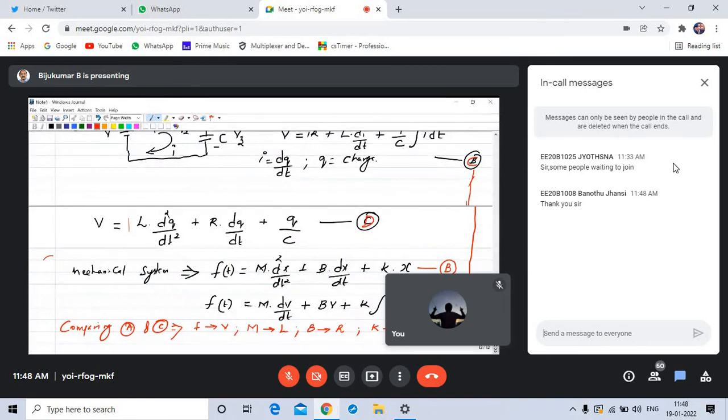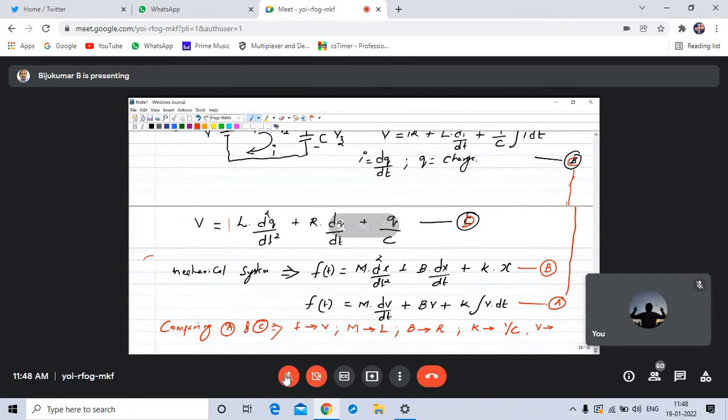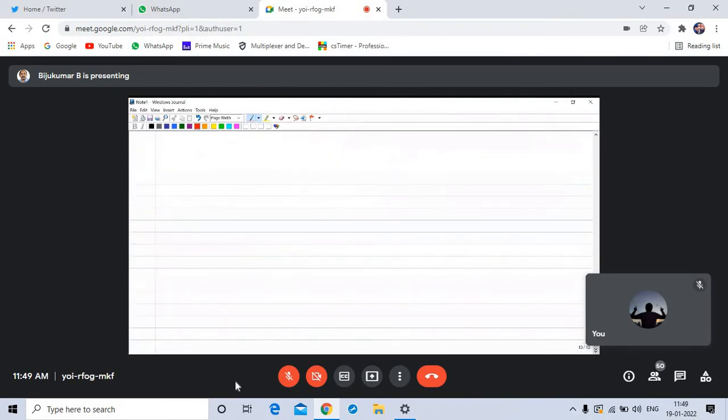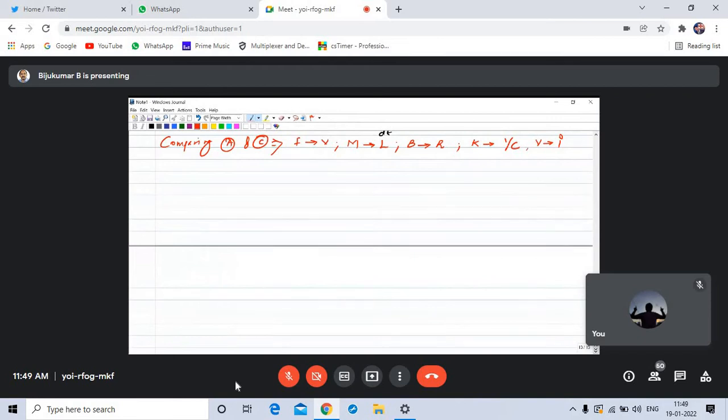Yeah, we'll continue. So on comparing these equations, we got force is analogous to voltage, mass is analogous to L, B is analogous to resistance, spring constant is analogous to 1 by C, and velocity is analogous to current, right? Okay. Now we have one more arrangement for the electrical circuit. What is that? Parallel combination, right? The same RLC we can connect in parallel, right?